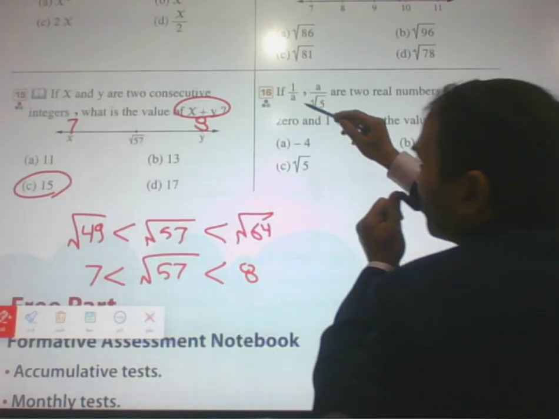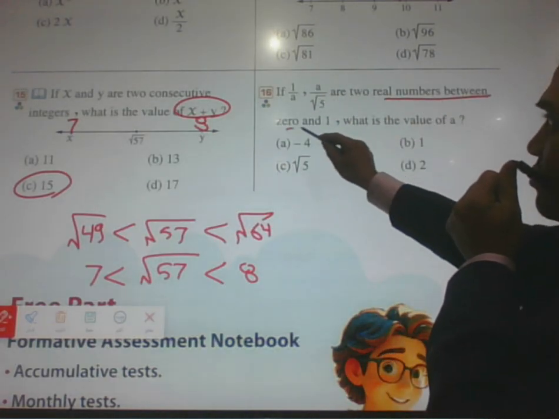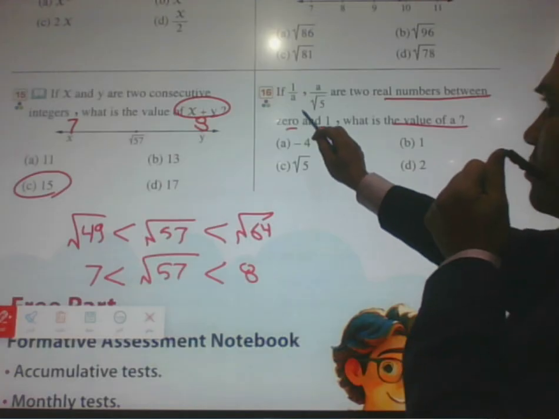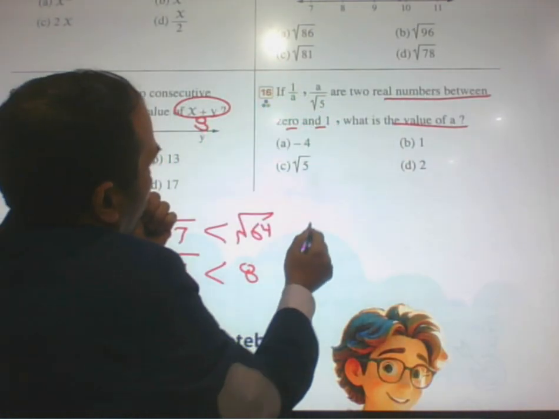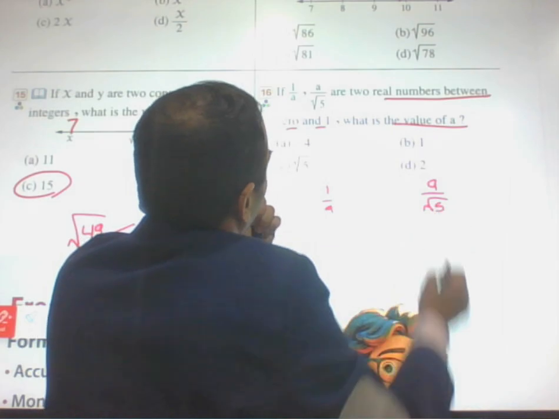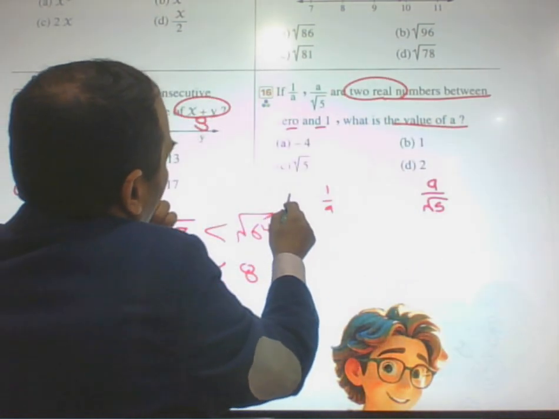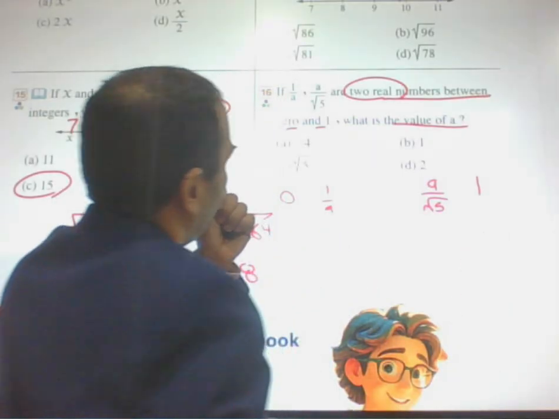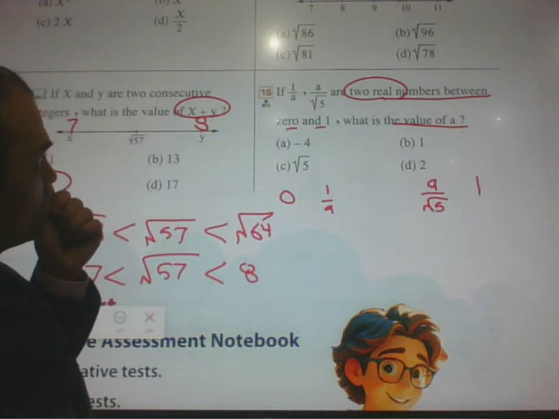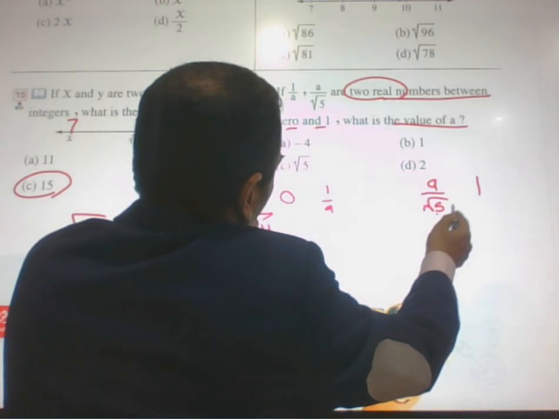We have 1 over a and a over root 5, each a real number between 0 and 1. What is the value of a? Okay, this example here: 1 over a and a over root 5. It gives me two real numbers that lie between 0 and 1. What is the value of a? Who can tell me the answer here?